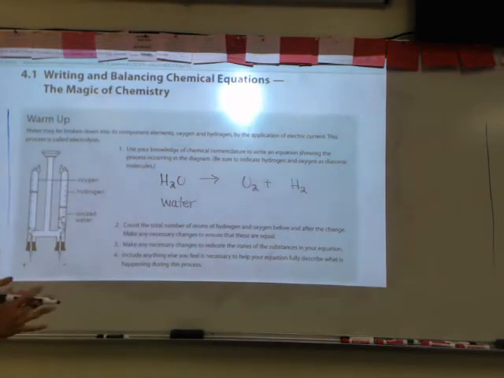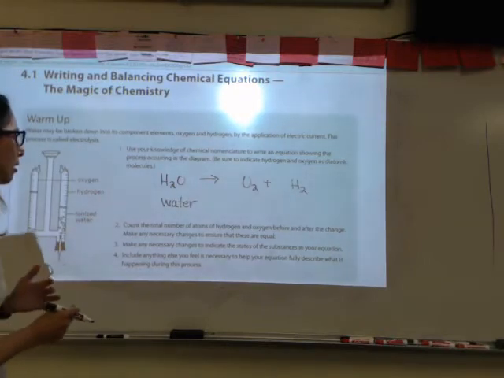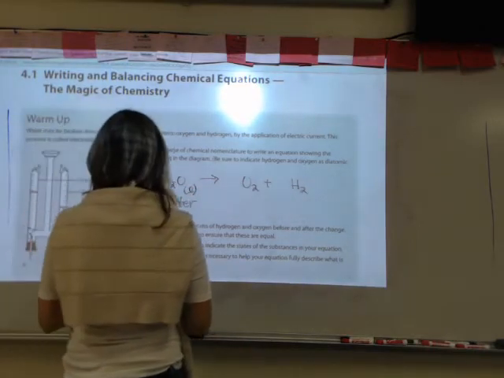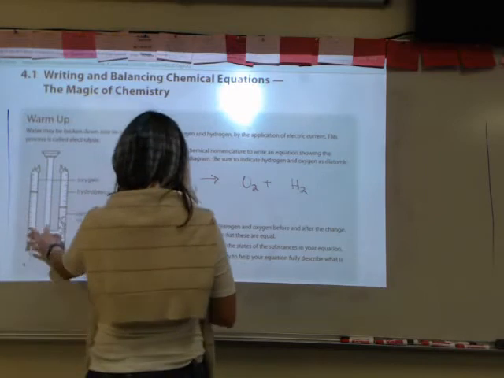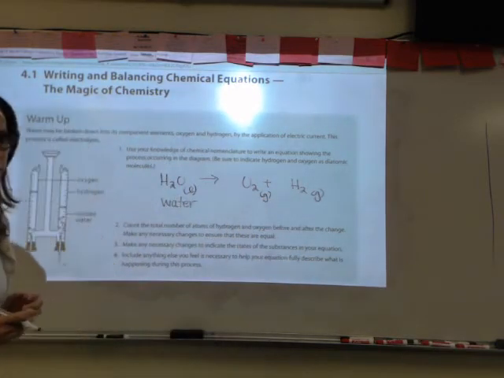We need to make any necessary changes to indicate the states of the substances in the equation and include anything else that we feel might be necessary. So this is liquid water, and you are forming gas because you can see these little tiny bubbles. So this is oxygen and hydrogen gas that's forming.